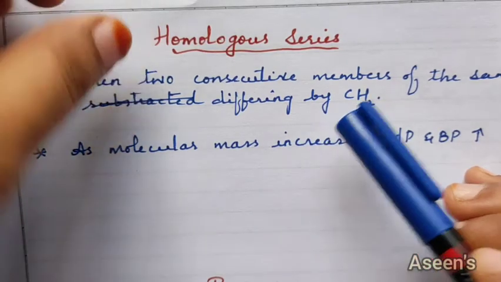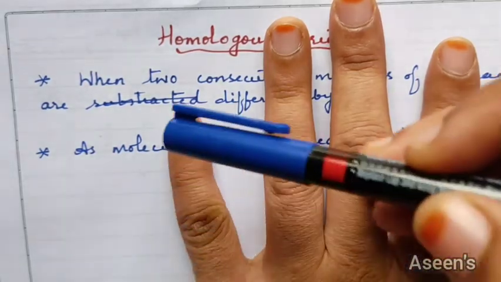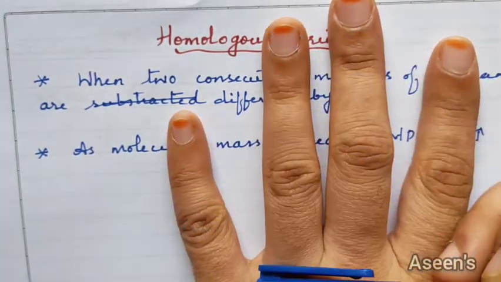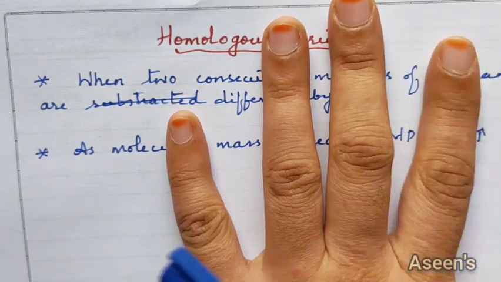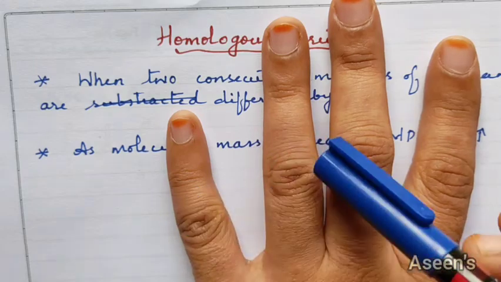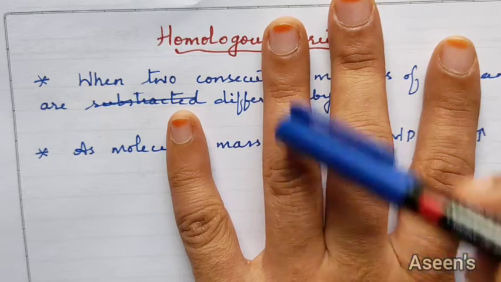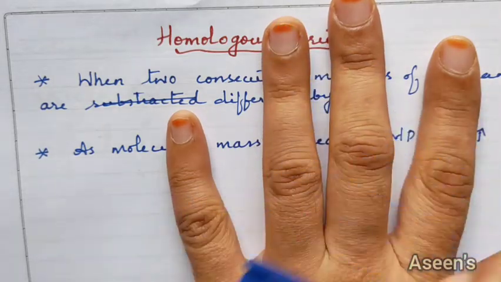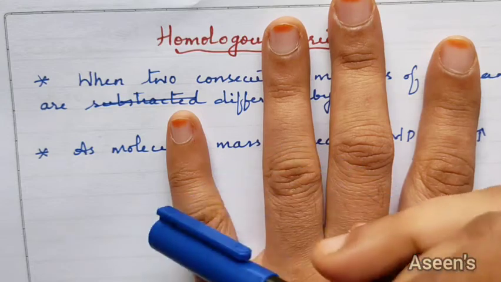This is very important. Like for example, if you are selecting an alkane, I can take methane, ethane, or ethane, propane, or propane, butane. So any two which are consecutive, that means which comes one after the other. You cannot take methane with propane because they are not consecutive. We have got ethane in between. So we need something which is continuous.